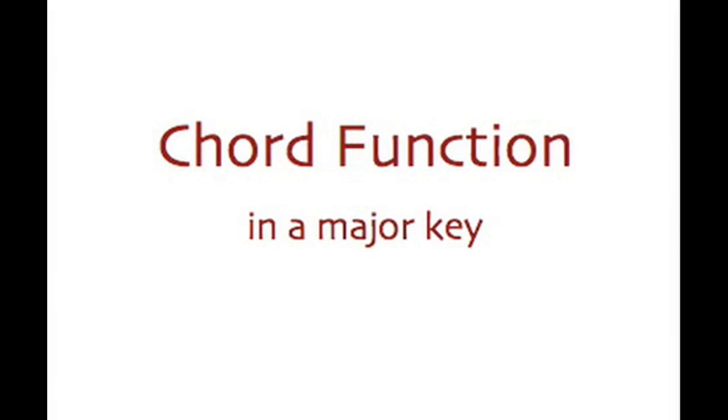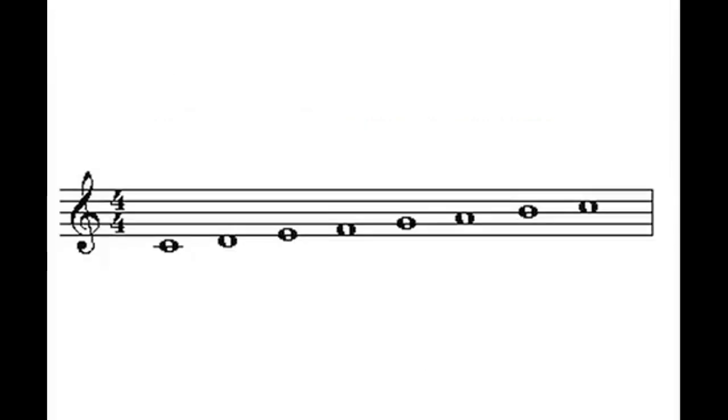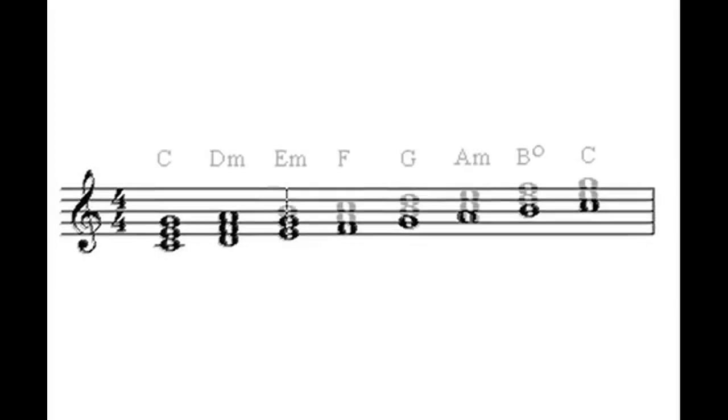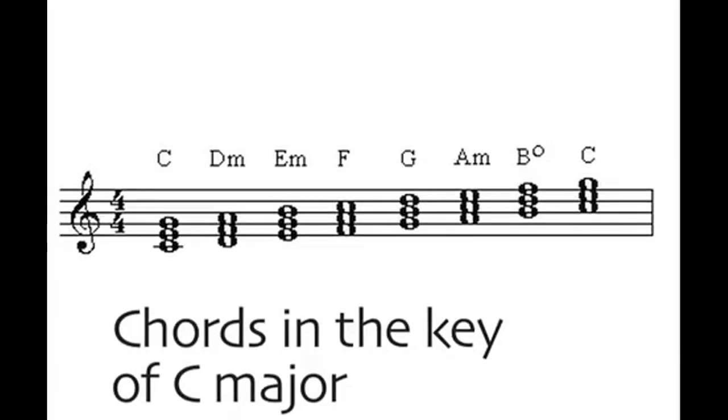I want to look at chord function in a major key. A major key is made up of 7 different notes. The 8th one is just a repeat of the first. This is C major, and on each of the notes you can build a chord, simply stacking up notes from the key. So these are the chords of C major.